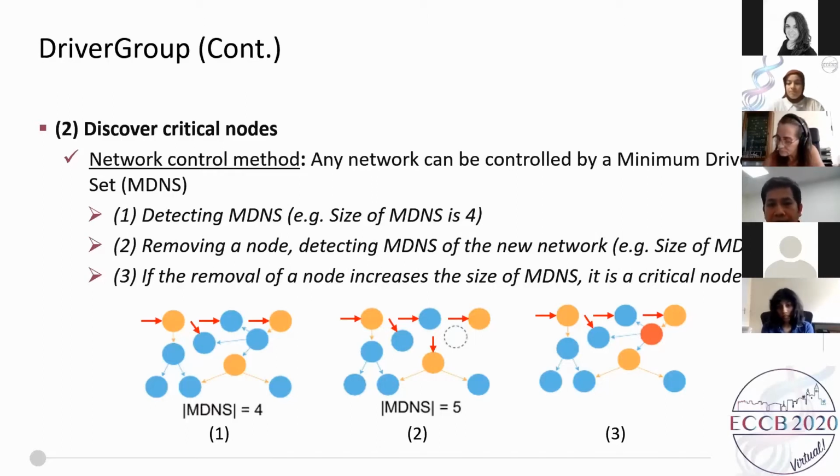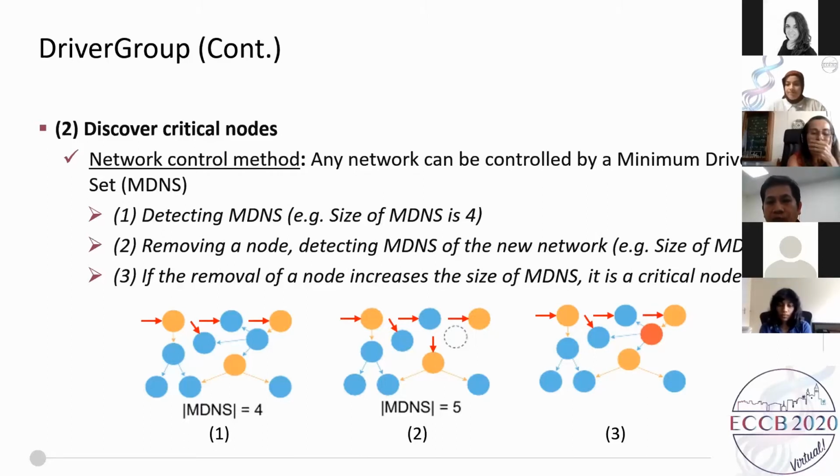After that, we remove node by node. For example, we remove the node with the dashed border in the second one, and then we apply the network control method to detect the minimum driver node set of the new network, meaning the network with one node removed. And we see that the minimum driver node set in the new network has 5 nodes. It means the size is 5.